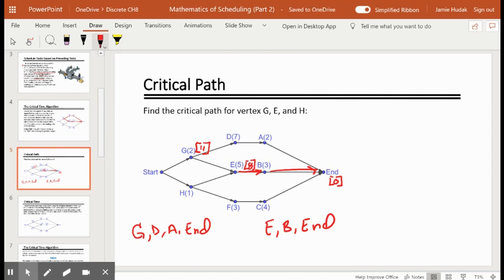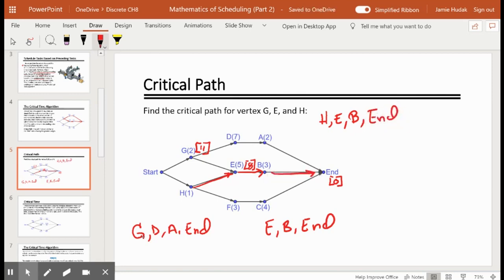And the last one in this slide is to look at vertex H. H we see has two different paths. I can go from H to E, from E to B, and then from B to end.